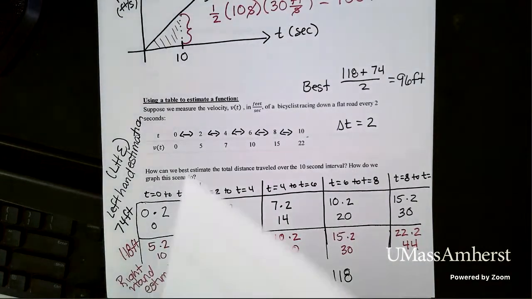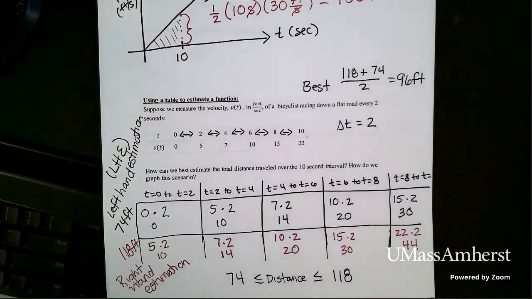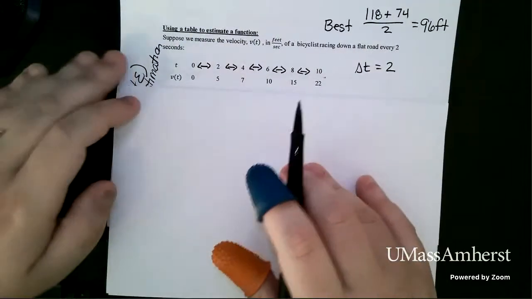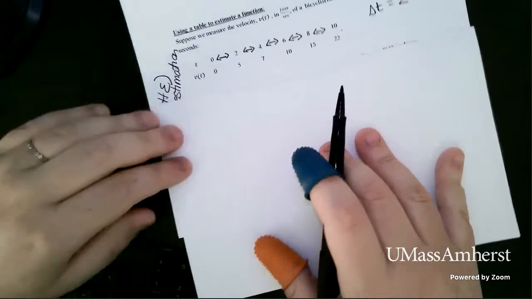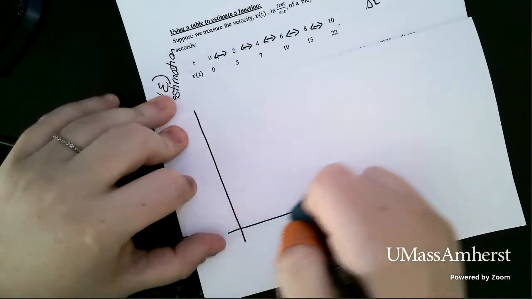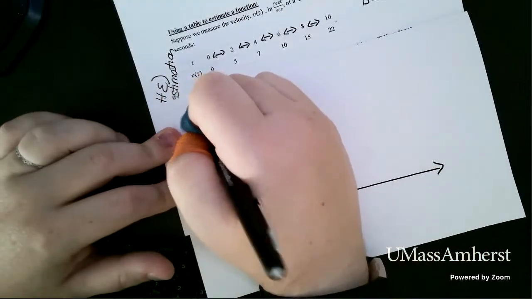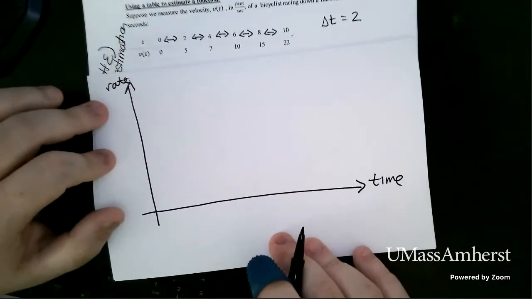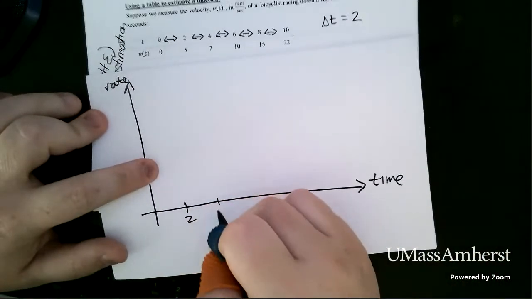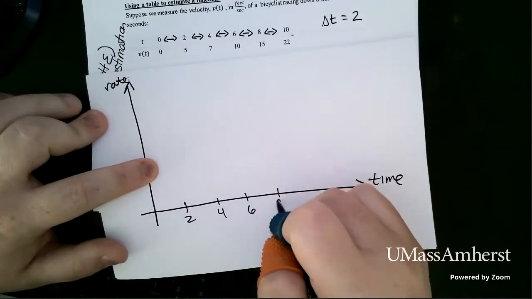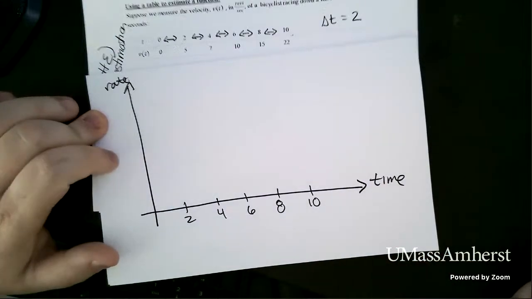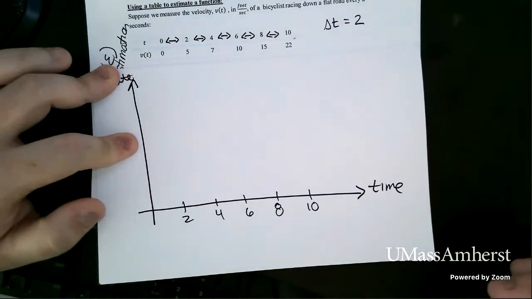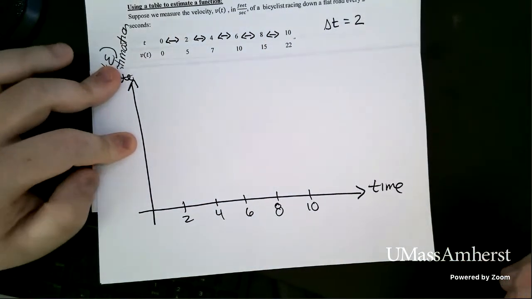So what does this look like? Okay. So when we draw this picture, what is actually happening looks like this. So we have our rate, we have our time. Our time is in 2-second intervals here. So we have 2, 4, 6, 8, 10. Okay. So we're going to start by drawing our left-hand estimate, and then we will draw our right-hand estimate, and we'll see what the difference is here.